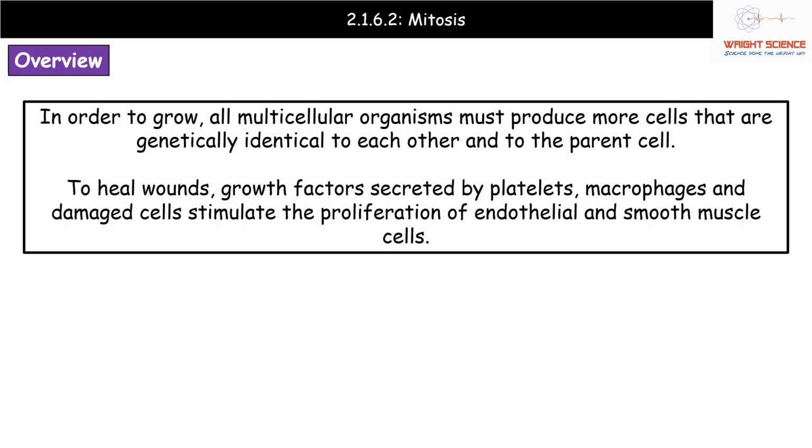So basically, if you've got a wound, then we are going to have these almost 3 key players, the damaged cells, the macrophages and the platelets, that are all going to have a role in actually causing more of those key cells, the endothelial and smooth muscle cells, to then be produced, therefore repairing that tissue.